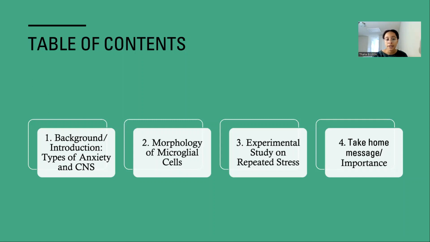Next, I will go into the type of cells that are in this pathway, such as microglial cells, and talk about what they are and how they're important in inducing anxious behavior. Then I will link this topic to an experimental study done on the model organism of rats on how repeated stress causes anxious behavior. Lastly, I'll wrap it all up and talk about its importance, what you can take from my presentation and apply to your real world situations, and how we can delineate and destigmatize the topic of anxiety.